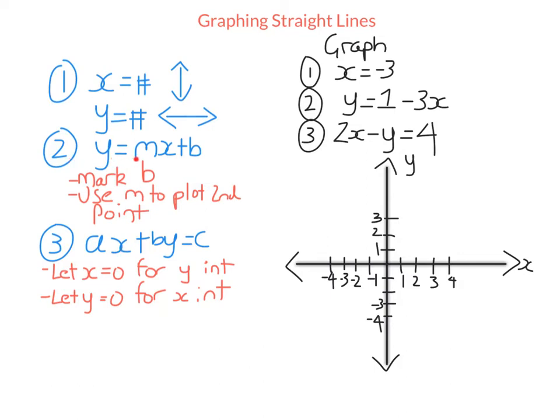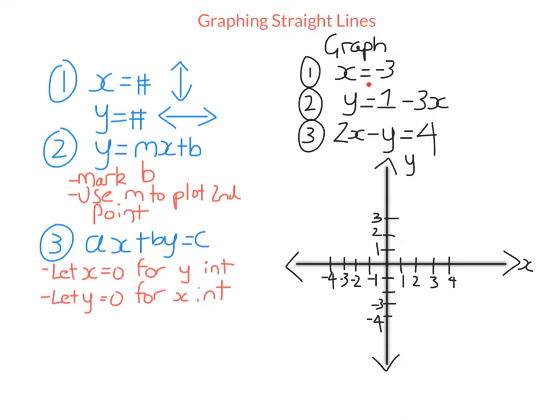So the second method is called the gradient intercept method. You mark the y-intercept, b, and then you use the gradient to find a second point, and then just join them up. The third method is best used when you have an equation of this form. It's called the xy-intercept method. You let x equals 0 to find the y-intercept, let y equals 0 to find the x-intercept, and just join them up. Methods 2 and 3 are just about finding 2 points through which the line passes and joining them up. So I'm going to do one of each type.